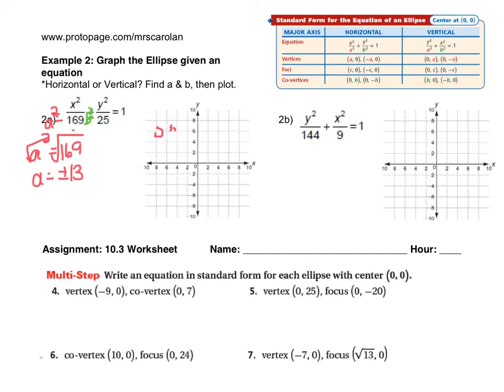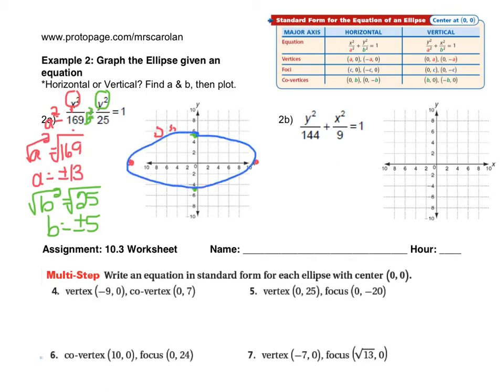So we're going to go on the x-axis, because it was underneath the x, we're going to go to the right 13 and to the left 13. Now we'll solve for b. B squared equals 25. So we'll square root both sides, and we're going to get b equals plus or minus 5. So we're going to go up and down 5 on the y-axis because that number was below the y. So we'll put a dot right there, put a dot down there, and the last step would be to connect your dots with the best looking ellipse that you can.